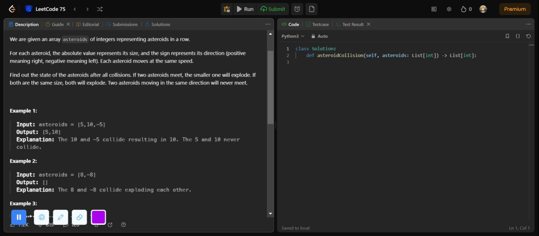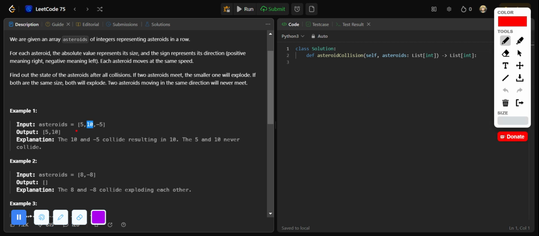So we have 5 and it's moving to the right, and we have 10 and the 10 is moving to the right, and negative 5 means it's moving to the left, right? So the negative sign represents its direction to the left. The positive sign indicates its direction to the right.